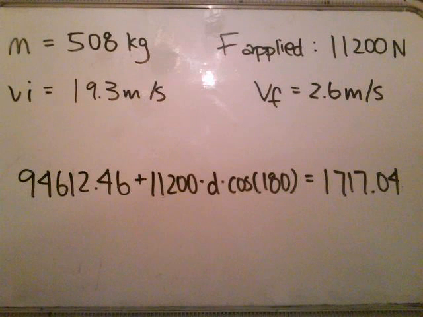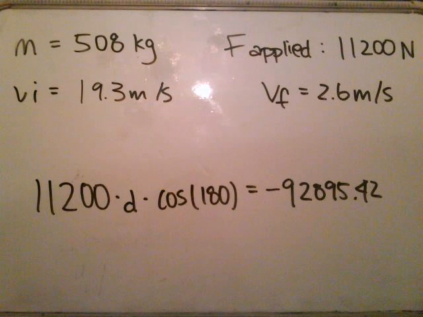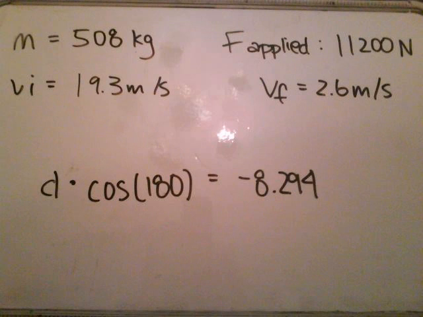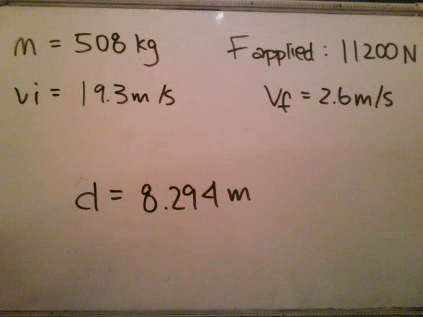Now you can solve for the distance by plugging in the given information into the equation. Just check that your calculator is in degrees mode and make sure to square both the initial velocity and the final velocity. And that's how you get the answer.